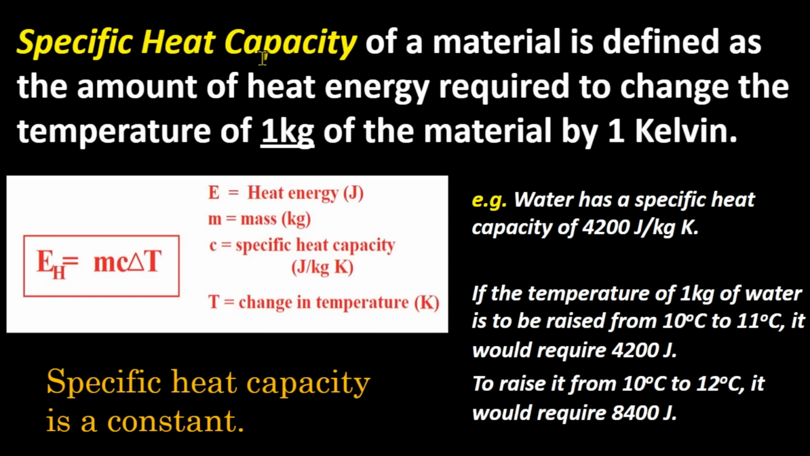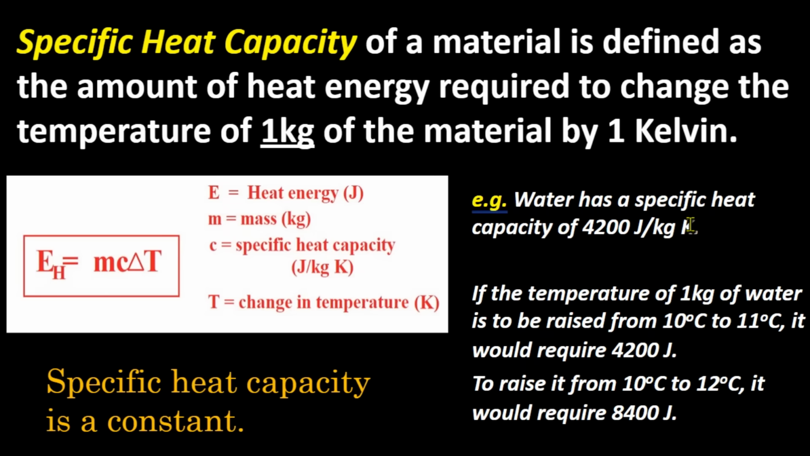Specific heat capacity of a material is defined as the amount of heat energy required to change the temperature of 1 kilogram of a material by 1 Kelvin. This is the formula for specific heat capacity. It is a constant. E, which means heat energy, is equal to mcΔT. m is mass, lowercase c is specific heat capacity, and ΔT is the change in temperature.